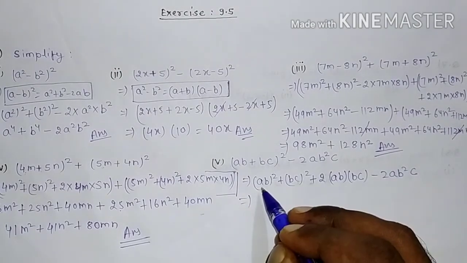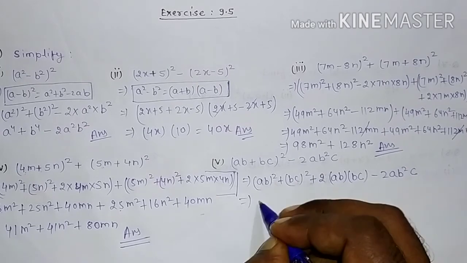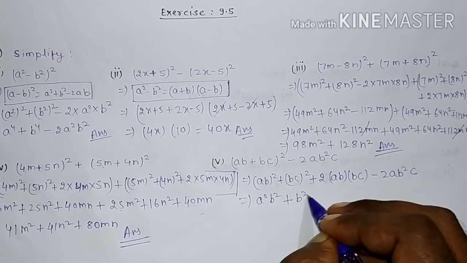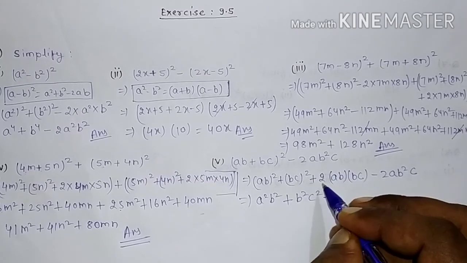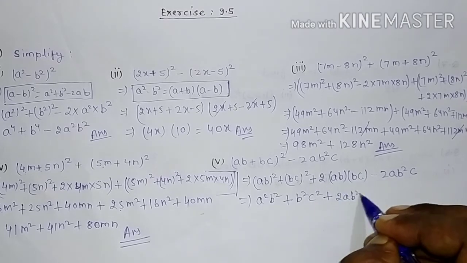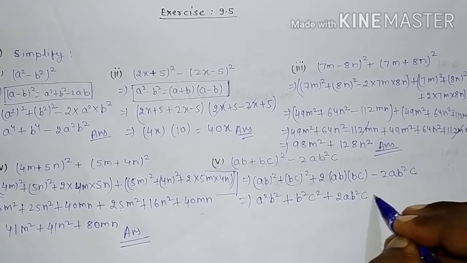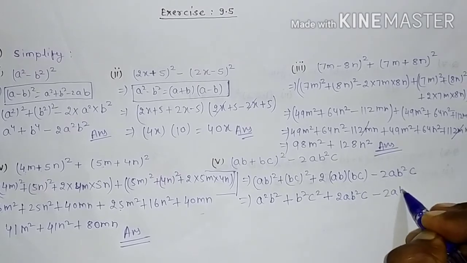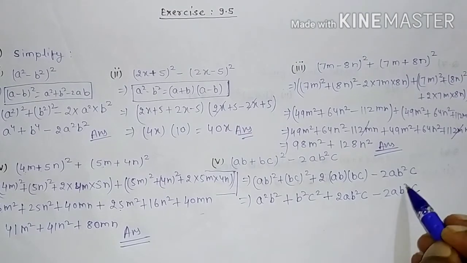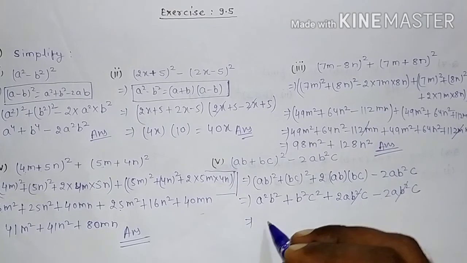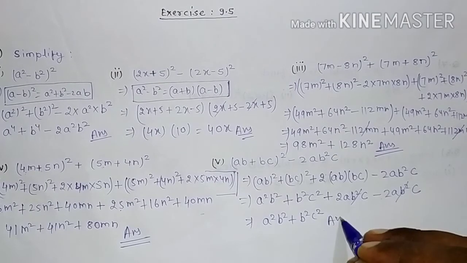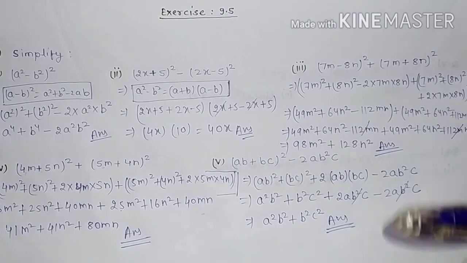Simply simplify it. So (AB) whole square is A square B square, plus (BC) whole square, that means B square C square, plus 2 into AB into BC, that is 2AB square C, minus 2AB square C. Now plus 2AB square C and minus 2AB square C will cancel out. So the answer is A square B square plus B square C square, and this is the answer. Now it's very easy how to simplify it.